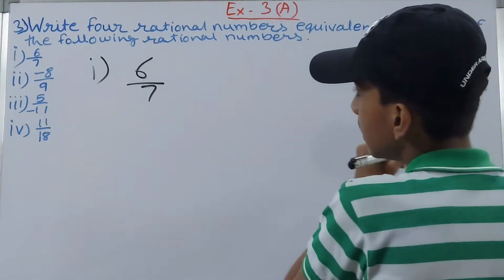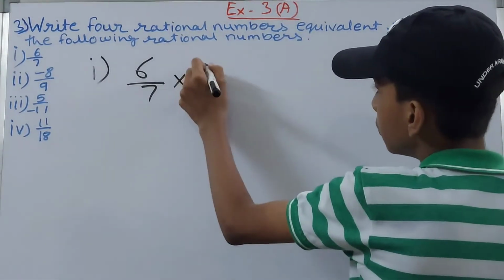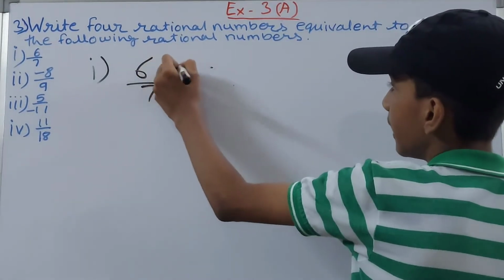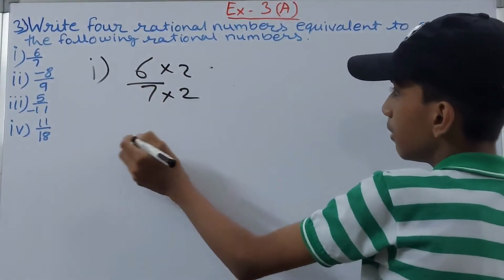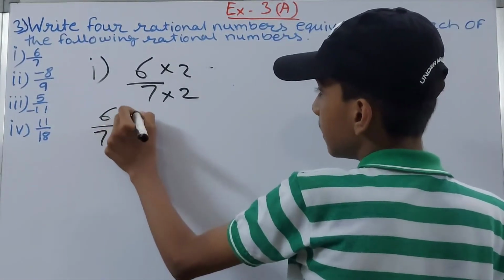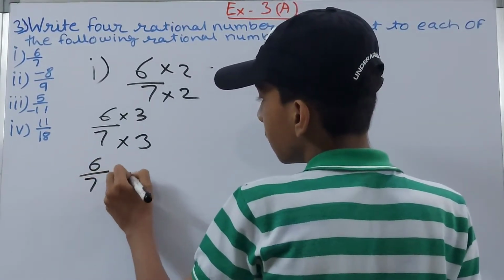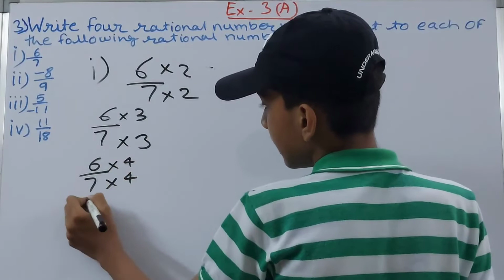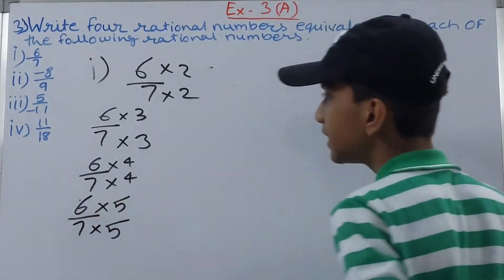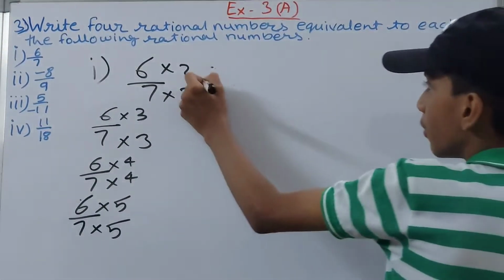First, what will you multiply this by? 2. We'll multiply it by 2. So basically, we'll multiply 6 by 2 and 7 by 2. And then 6 upon 7, we'll multiply by 3 and 3, then 6 upon 7 by 4 and 4, and then 6 upon 7 by 5 and 5. Like this, we will get 4 different equivalent rational numbers of 6 upon 7.